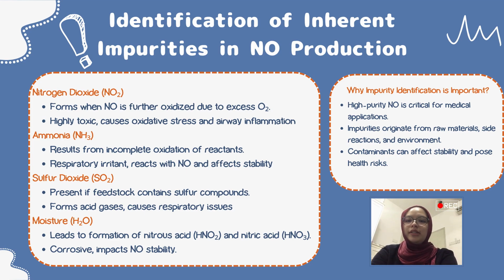Identification of impurities. High purity of nitric oxide, NO, requires the removal of impurities that stem from raw materials, side reaction and environmental exposure. The most concerning contaminants, nitrogen dioxide, NO2, ammonia, NH3 and sulfur dioxide, SO2, pose risk to respiratory health and compromise NO stability.